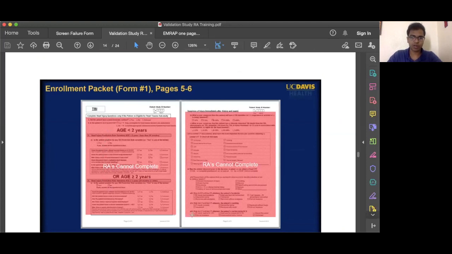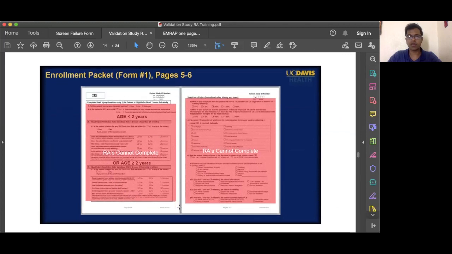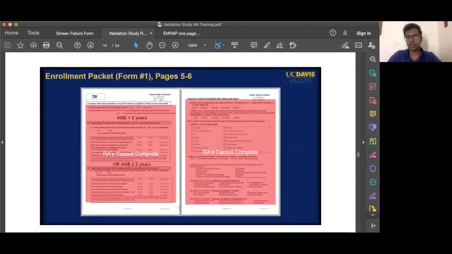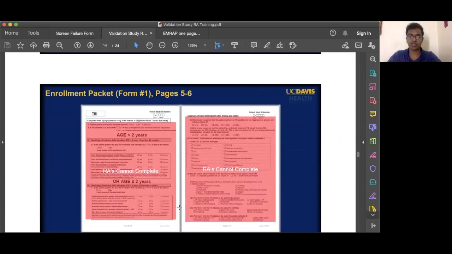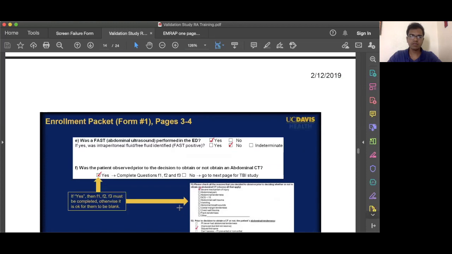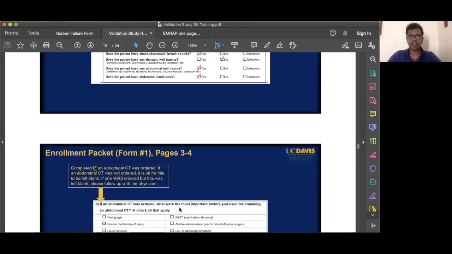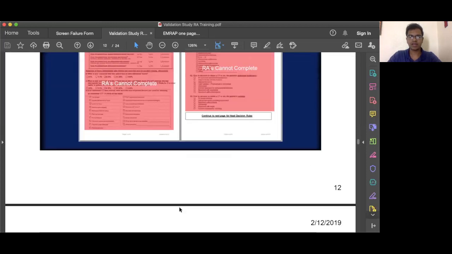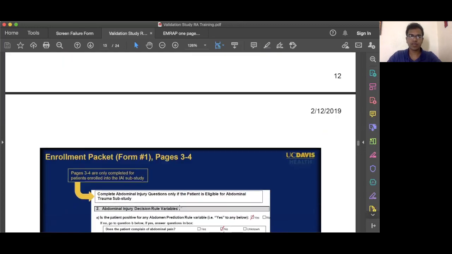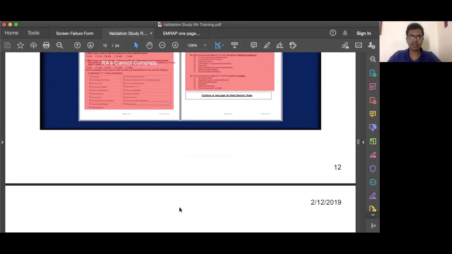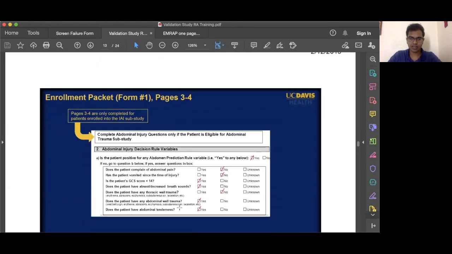So the first thing you want to make sure is if the patient qualified for one of the sub-studies, we want to make sure the attending is filling in the correct portion of the Form 1. So let's take a closer look at the TBI portion. So the first bit that's going to be asked is this chart right here.